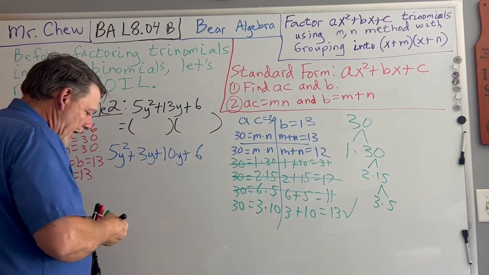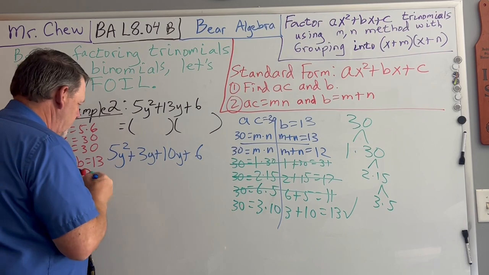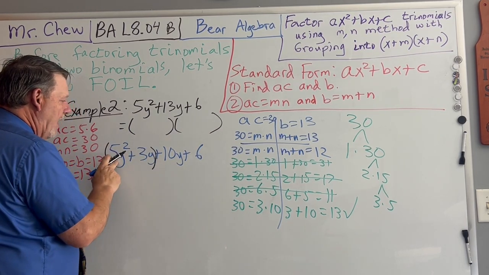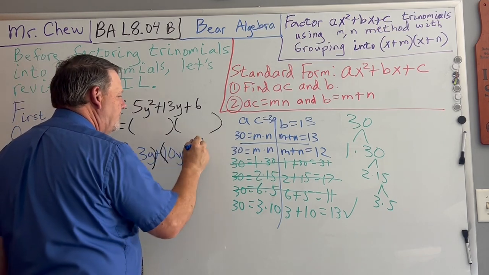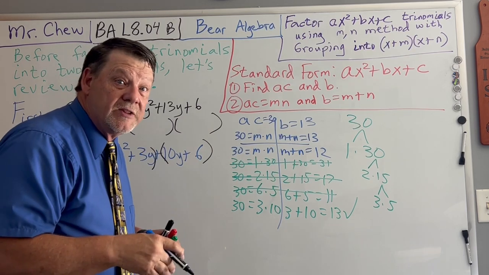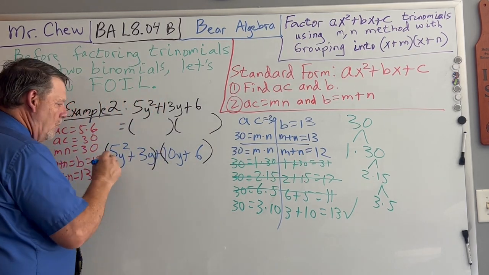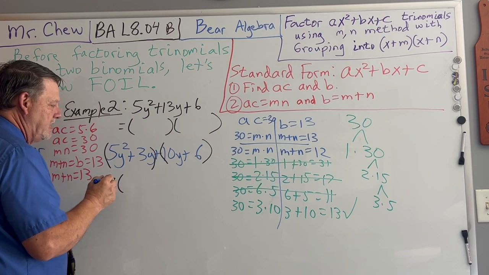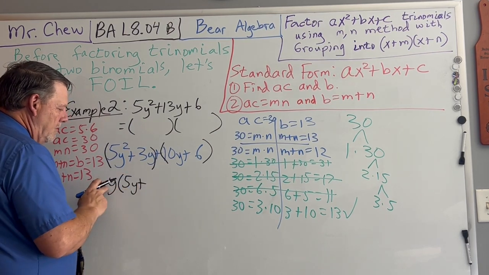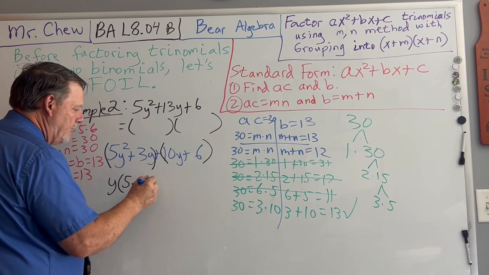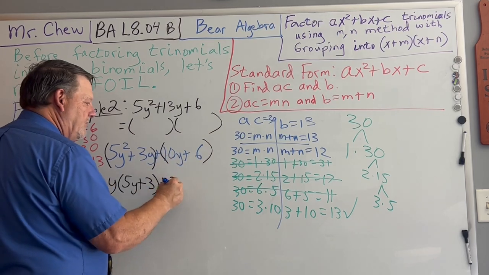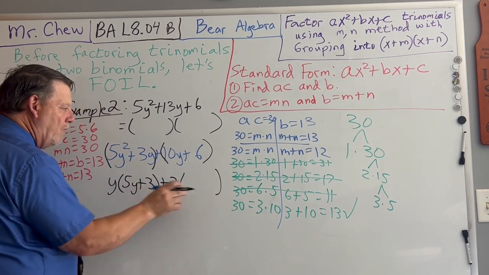All right, so I group the first two together and ask, what is the GCF of 5y squared plus 3y? And then what's the GCF of 10y plus 6? And then I look for the common factor in parentheses, which is my boom baby. Well, I can take a y out of these. That's the GCF. What do you multiply by y to get 5y squared? 5y. What do you multiply by y to get 3y? 3. Now I'm looking for a 5y plus 3 over here.